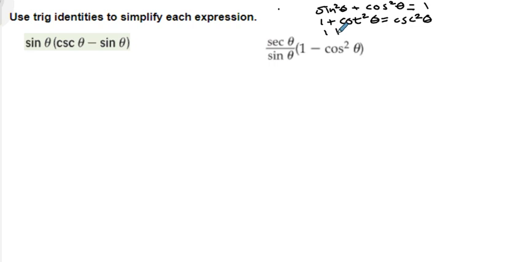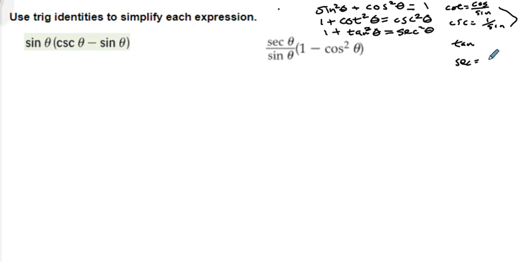And then just remember that the other ones go with the other one. So 1 plus tangent squared theta equals secant squared theta. You can remember that from the fact that cotangent is cosine over sine, and cosecant is 1 over sine, so you can see how those two are related. And then tangent and secant both have cosine in the denominator, so you can see how those two are related. That's why they go with the ones that they go with.